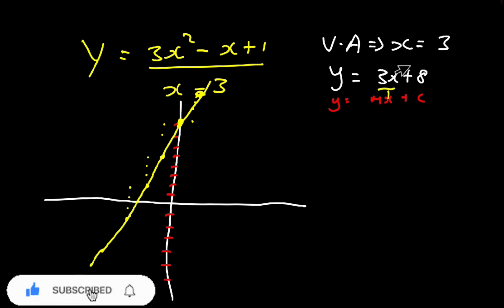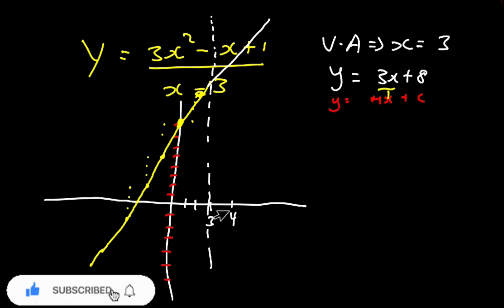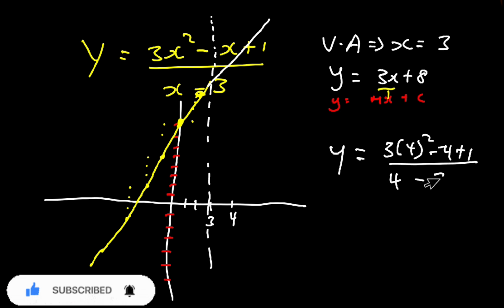Now the vertical asymptote is at x is equal to 3. So at this point is our vertical asymptote. Remember this graph, then this is the vertical asymptote. Then here we have 4. So let's pick a number that is to the right of this vertical asymptote. In this case, it's going to be 4. So I have y is equal to, let's plug 4 into this equation. So y is equal to 3 multiplied by 4 squared minus 4 plus 1 divided by 4 minus 3.